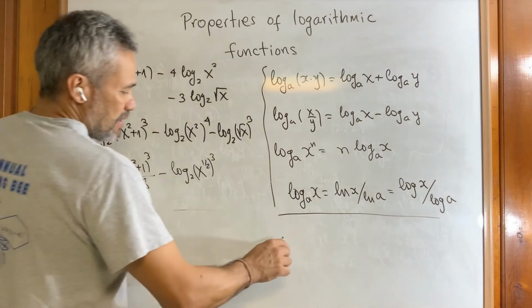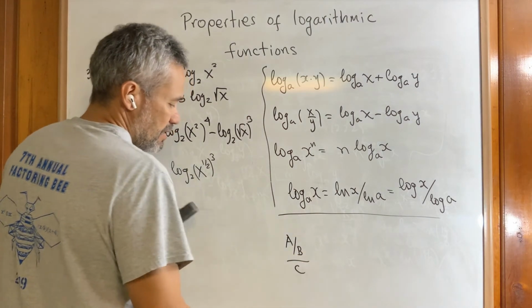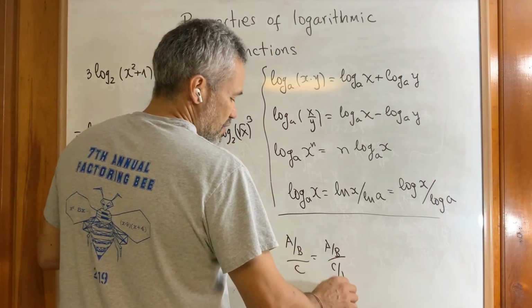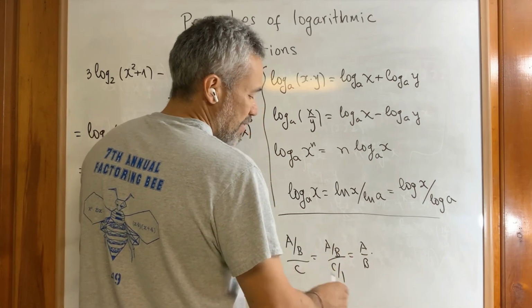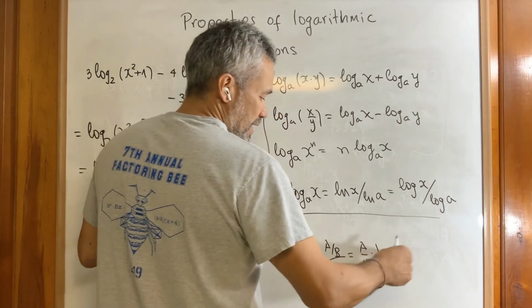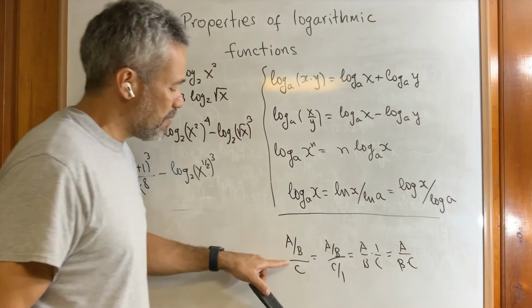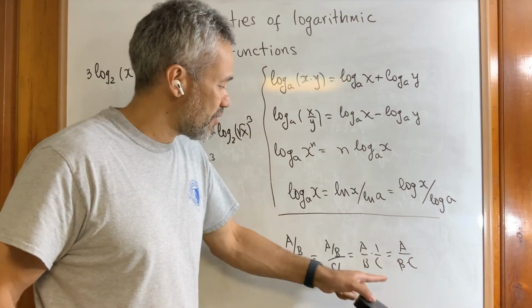Before doing that, remember that if you have a over b and you divide it by c, then this is a over b over c over 1, and you do division of fractions by multiplying by the reciprocal, and then you multiply fractions by multiplying across. This is just a over b times c. Then to divide a fraction by something is just to multiply the denominator by that something.